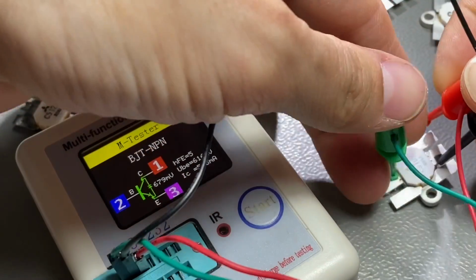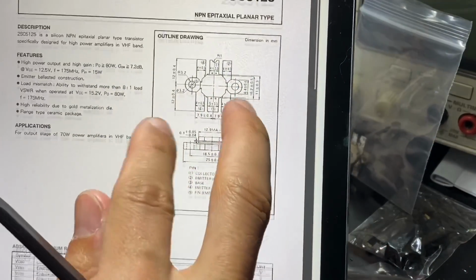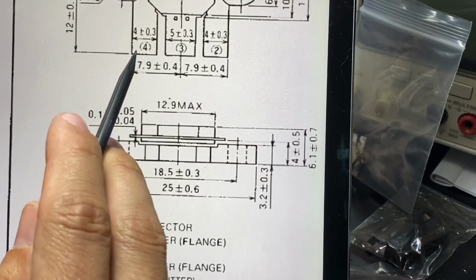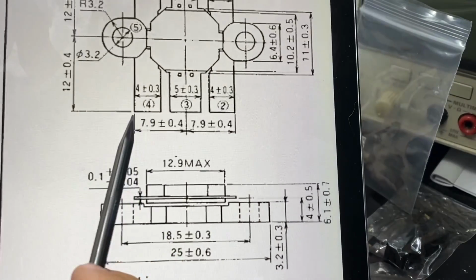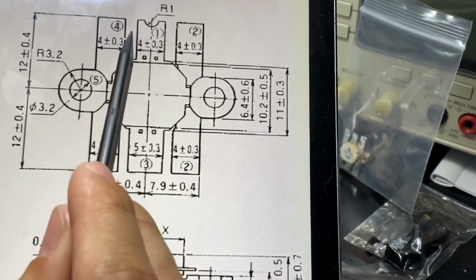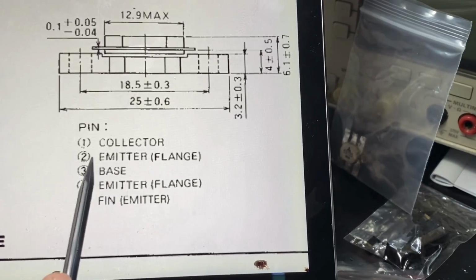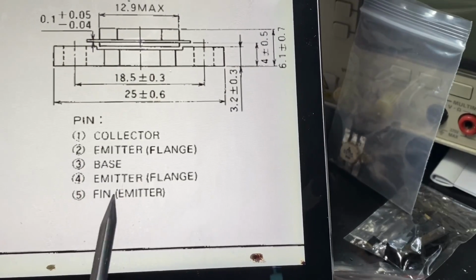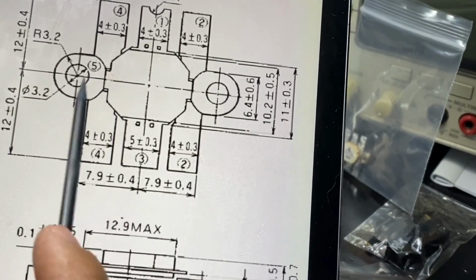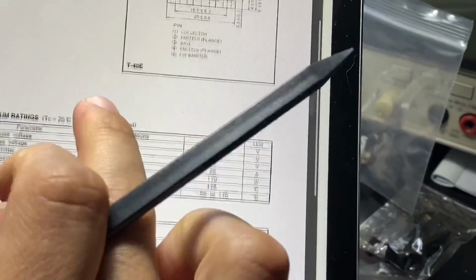Let's have a look at the data sheet now. We can see here on the outline drawing that the emitters number 4, number 2, number 2, number 4 are emitter, the flange emitter, and also number 5, the fin, is also connected as emitter. And number 5, you can see here the thing I said before.